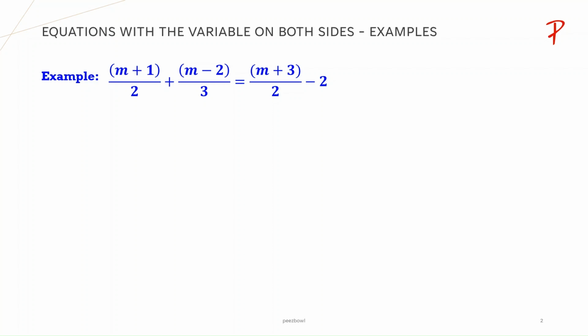Hi, in this example, we will solve a linear equation where the variable m appears on both sides. We also have to deal with fractions and brackets. Let us go step by step and solve it together.